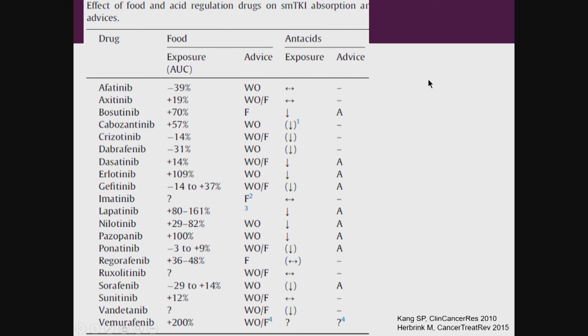Here is an overview of tyrosine kinase inhibitors and food effects, antacid effects, and what advice is given in the package insert, in the labeling, without food, with food, and avoiding antacids or not.